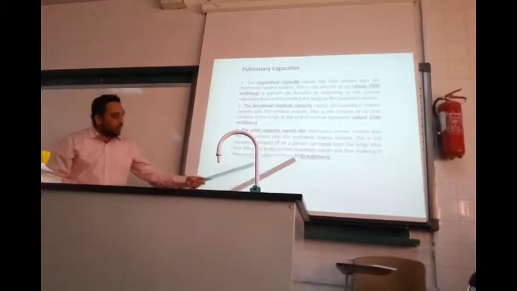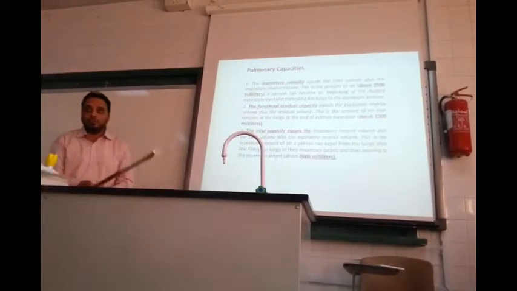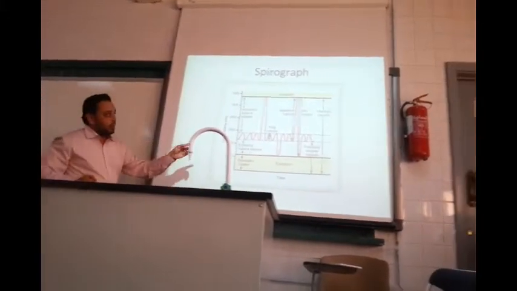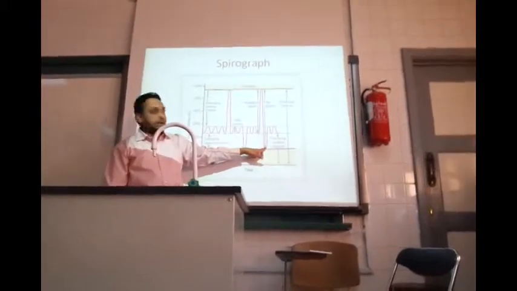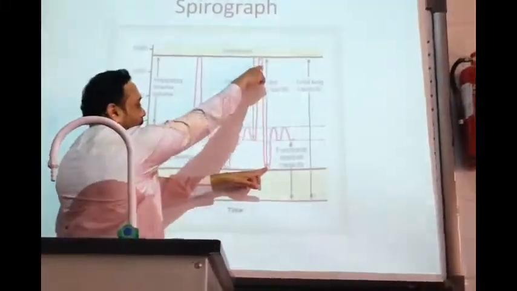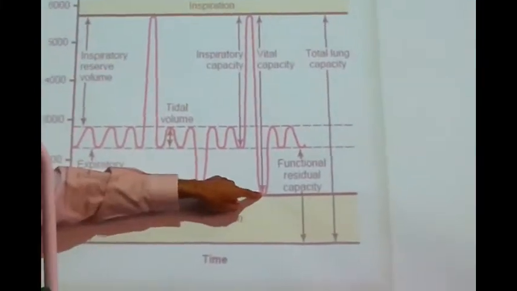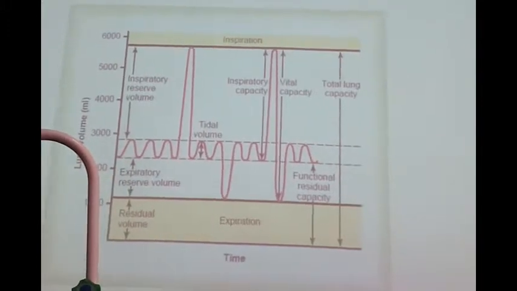Vital capacity is about 4600. Where do we get the 4600 from? We get it from here. This is vital capacity. From here to here is inspiratory capacity. From here to here is expiratory reserve volume. That is vital capacity.